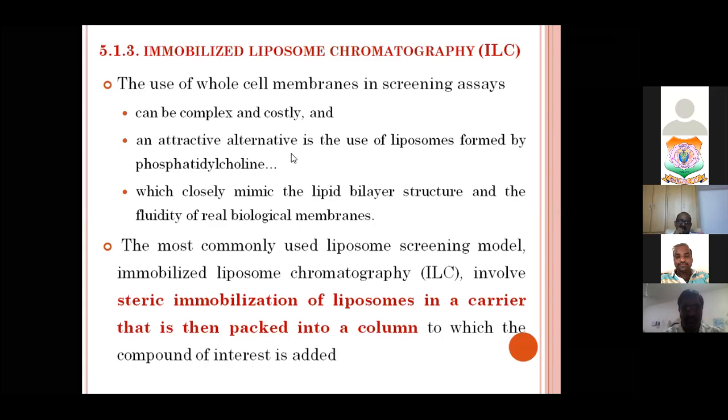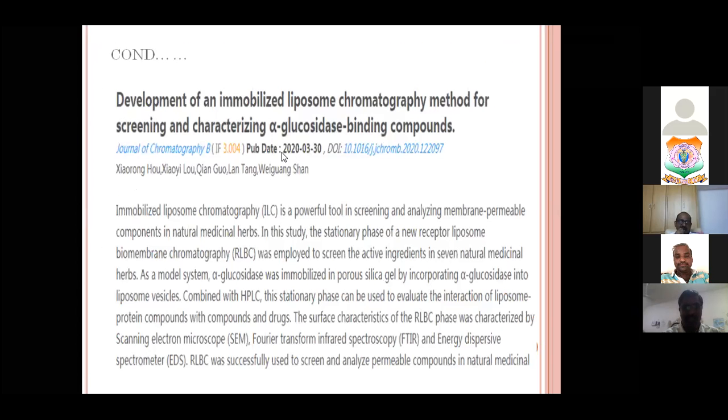See, this is one of the research papers recently published in 2020: development of an immobilized liposome chromatography method for the screening and characterizing of alpha glucosidase inhibitors. This was the method they used. We all can do this by using such kinds of methods.